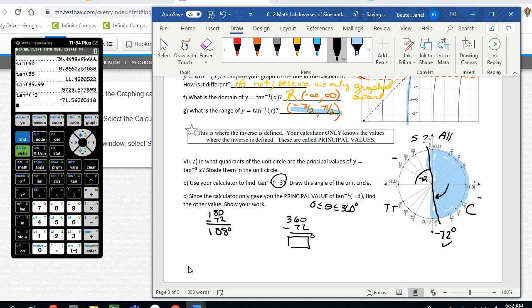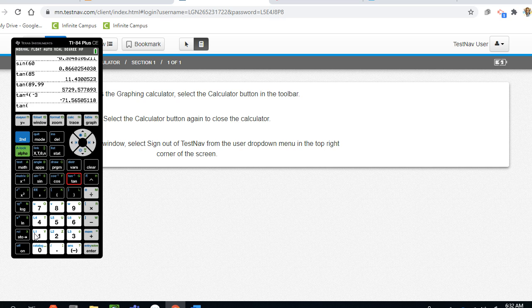Take the tangent of 108. It better be -3. So I'm going to go tangent 108, enter. Look at that, -3.07. So really close to -3. Okay. All right.